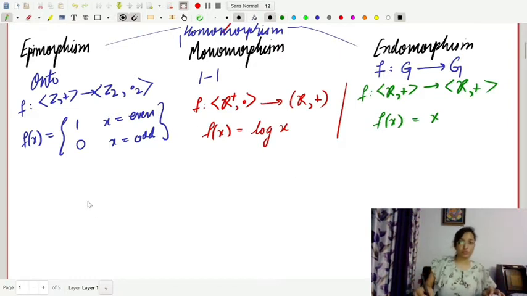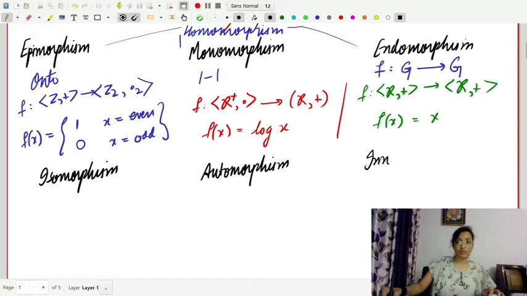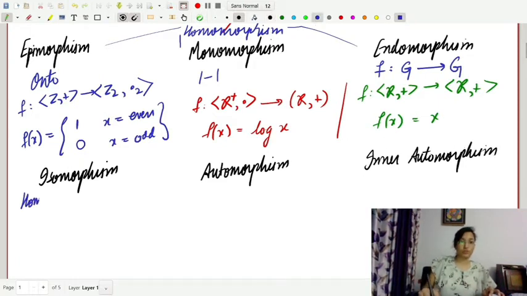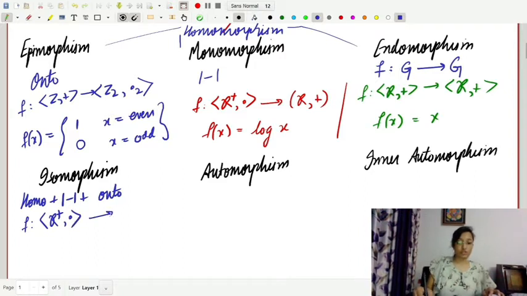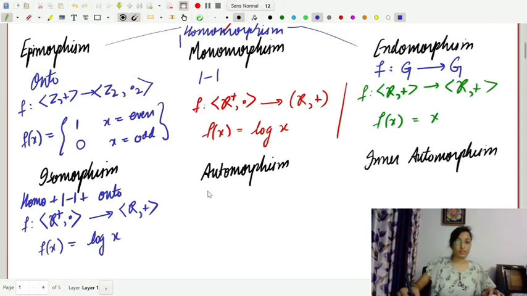Now some more terms we have are isomorphism, automorphism and inner automorphism. Now what is isomorphism basically? Homomorphism plus one-one plus onto. To see its example: f from R plus under multiplication to R under addition such that f of x is equal to log of x.